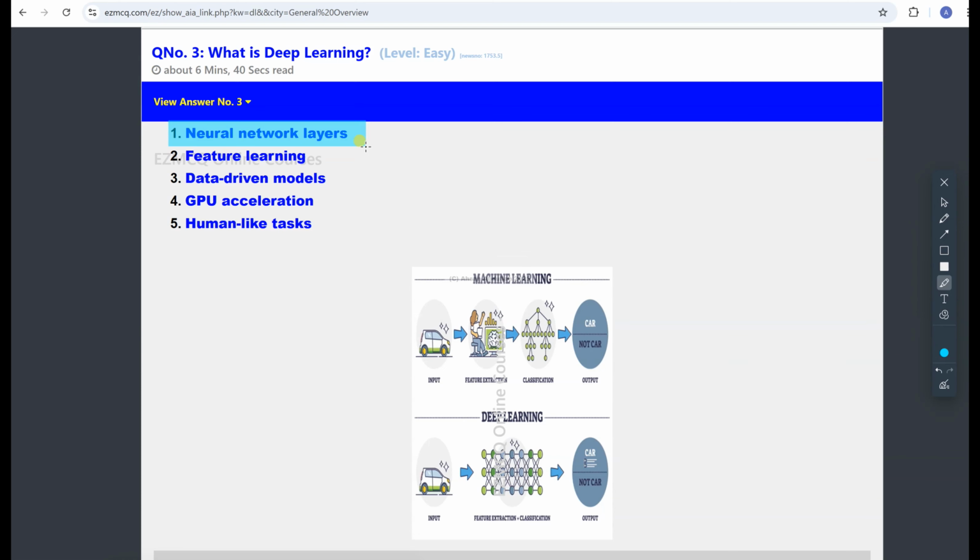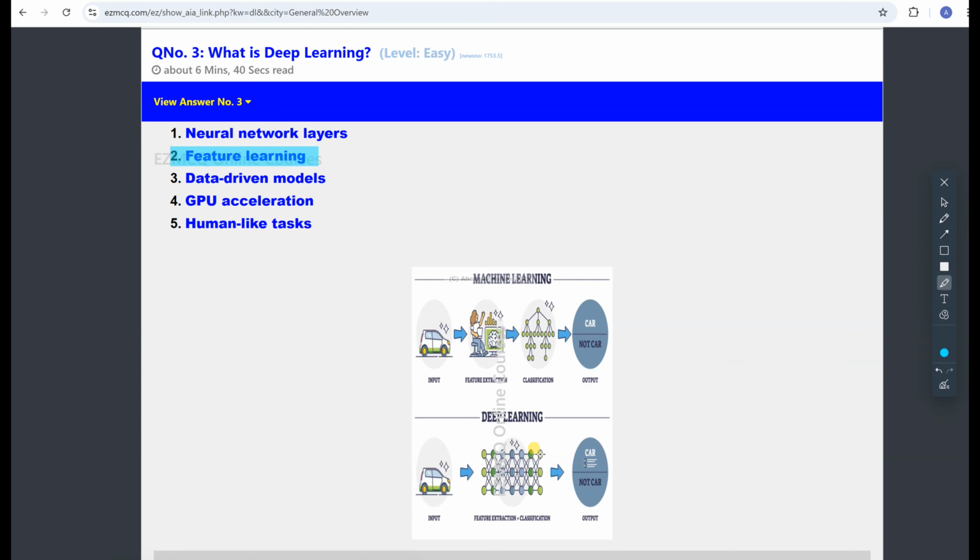So it is highly data driven. Then is feature learning. So what is feature learning? It doesn't work like traditional machine learning. Deep learning automatically learns relevant features from raw data. So this is the raw data. It automatically learns from this raw data without human intervention, and it identifies the relevant features from the raw data.